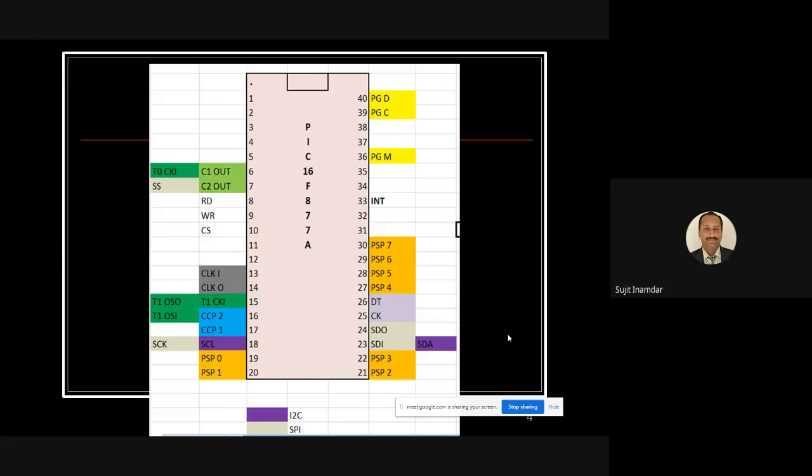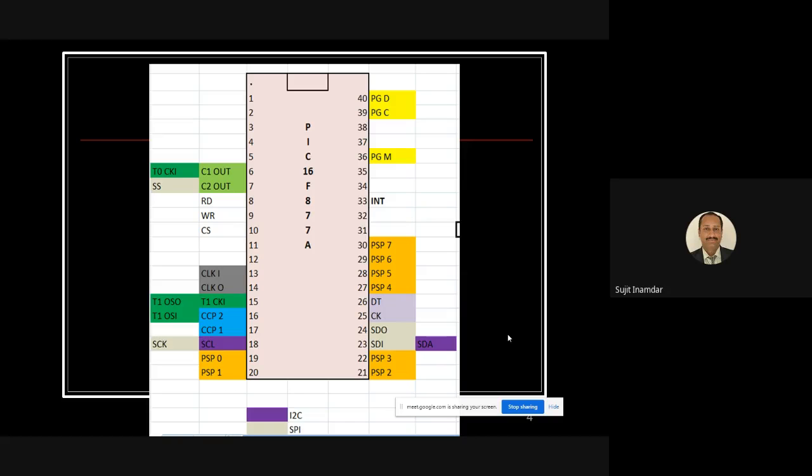Then yellow color, that is PGD, PGC, PGM. That is also used for interrupt related functions. Pin 33 is also dedicated for external interrupt. In that way the functions of this PIC are grouped. Then PSP 0 to PSP 7. At different locations the pins are there; they have not been provided consecutively or continuously. Two pins on left, two pins down right, then four pins upper. So in that way these pins are allocated.